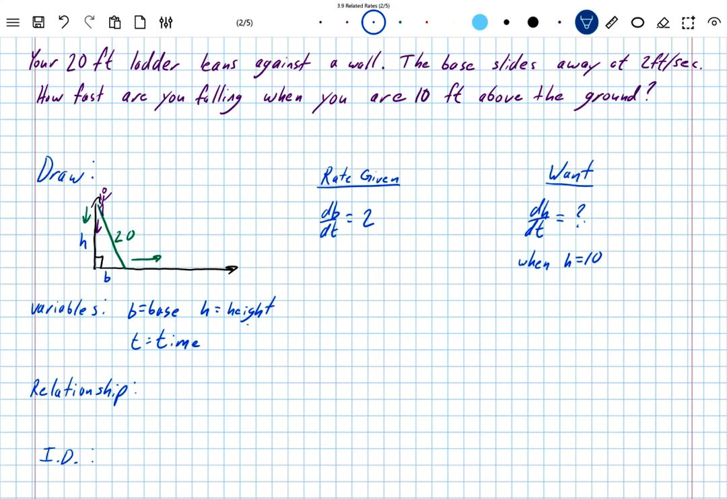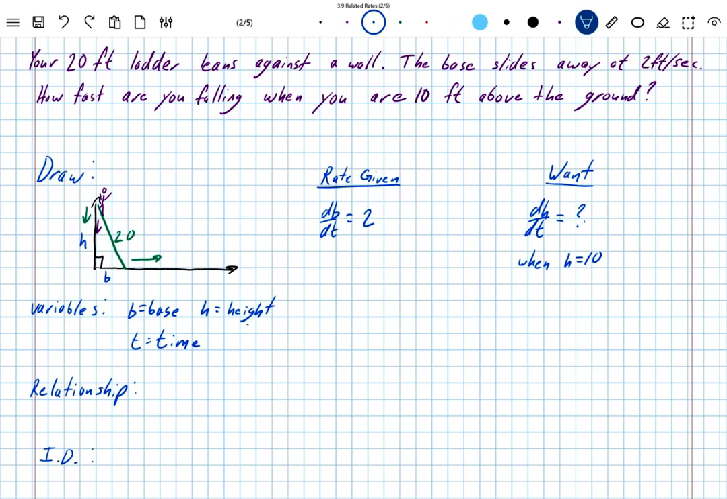Okay. What we need now is some relationship between, well, base and height. Right? That will eventually give us a relationship between this rate and this rate. If only I had some kind of a relationship between the base of a triangle and the height of a triangle when it's a right triangle. If only I could connect the lengths of the sides of a right triangle somehow with some sort of a theorem. Oh yeah, the Pythagorean theorem.